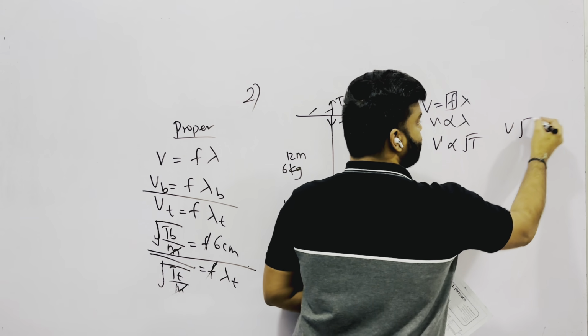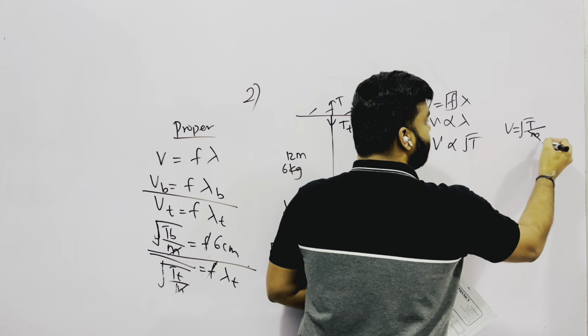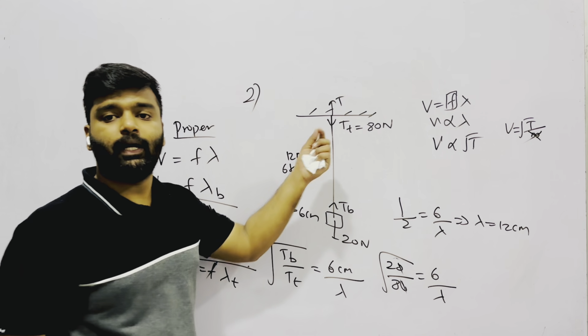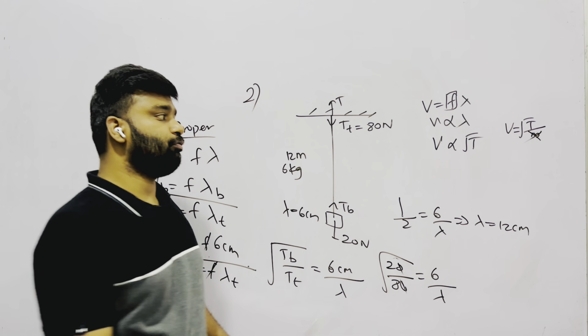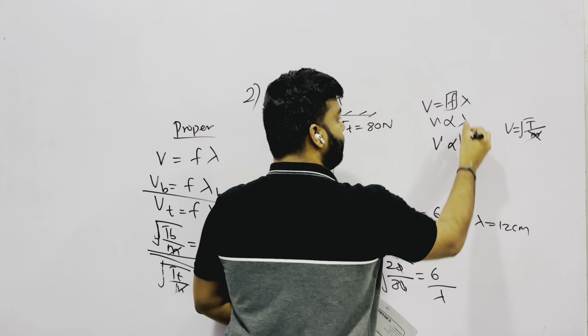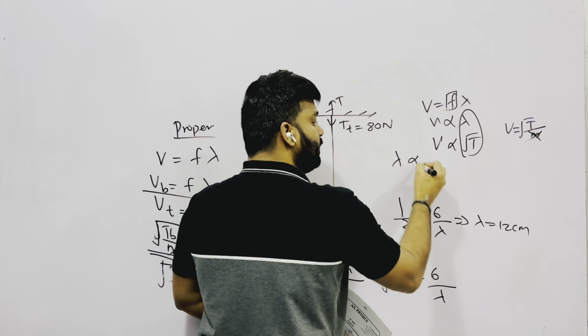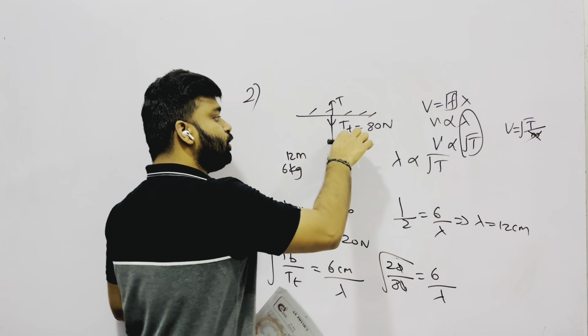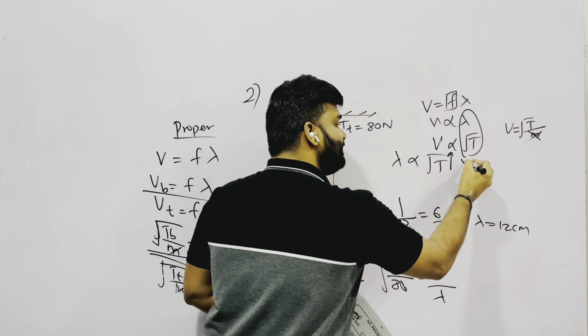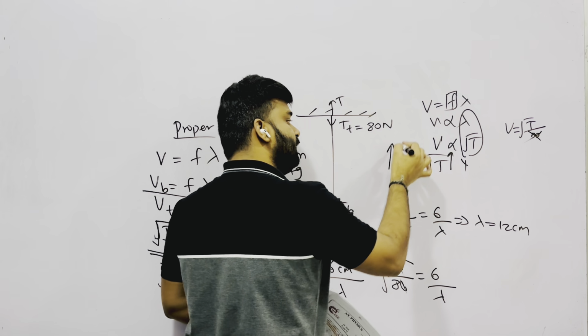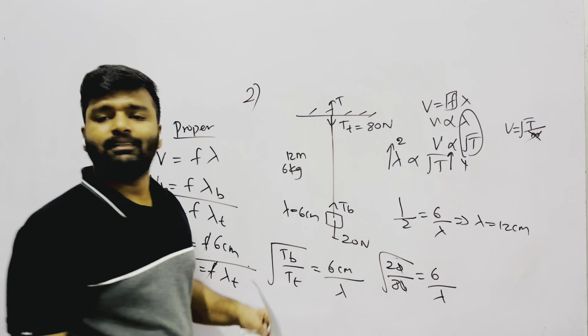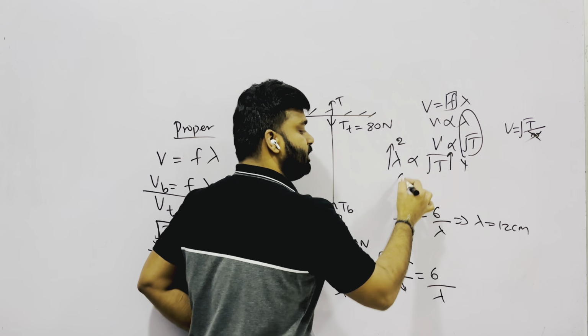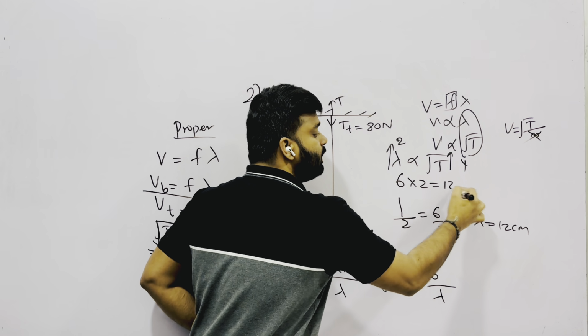From the equation V is equal to root of T over m, m is constant throughout the wire. Therefore, V is proportional to root of T. You can combine both of them. Lambda is directly proportional to root of T. From bottom to top, tension increases 4 times. Therefore, lambda should increase 2 times. 6 into 2 is equal to 12 centimeters.